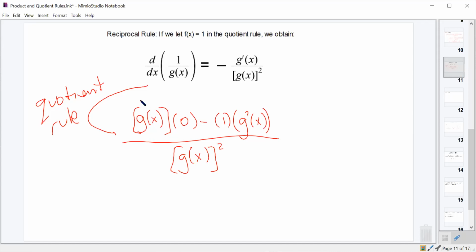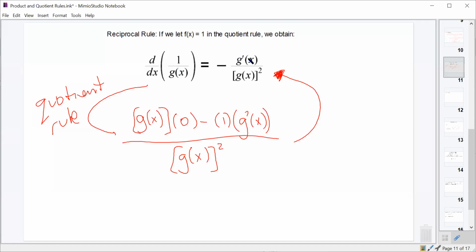And what does that tell us? That tells us that g of x times 0 is just 0, and we end up with negative g prime over g squared, which is exactly what this reciprocal rule said, right? That it should be negative g prime over g squared. So just using the quotient rule with a constant in the numerator. Suppose it was a 2 over g of x, then this would be a negative 2g prime of x over g squared. If it was a 38 over g of x, we'd have a negative 38 g prime of x over g squared. Does that make sense?